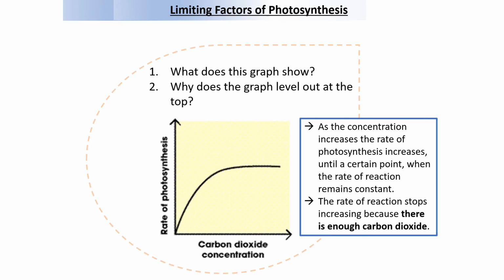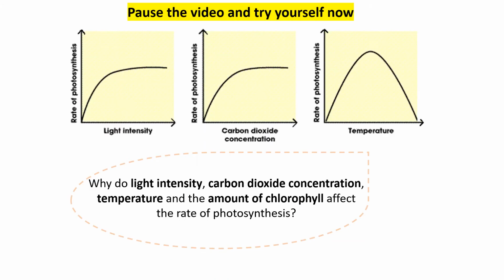As the concentration of carbon dioxide increases, the rate of photosynthesis increases until a certain point when the rate of the reaction remains constant. The rate of reaction stops increasing because there is enough carbon dioxide. It is not a limiting factor anymore. There could be other limiting factors, light intensity or the temperature. Now pause the video and try yourself.